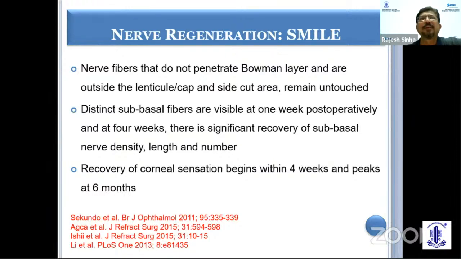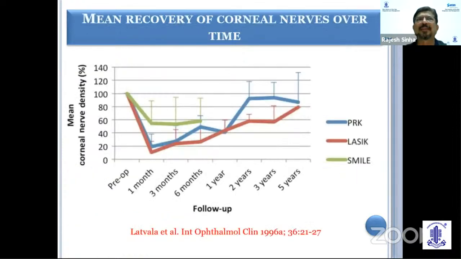Nerve fibers that do not penetrate in SMILE, what happens is that you create a lenticule. So the superficial plexus is mostly spared. Only in the area where you make a cut, the plexus is damaged. So it is mostly spared, and only the deeper stromal plexus is affected. That is why the nerve damage is much less in SMILE, and that is why in the immediate post-op period, the amount of denervation is quite significantly less in comparison to LASIK.